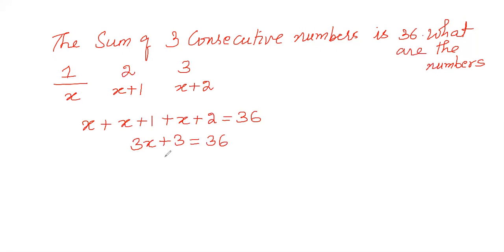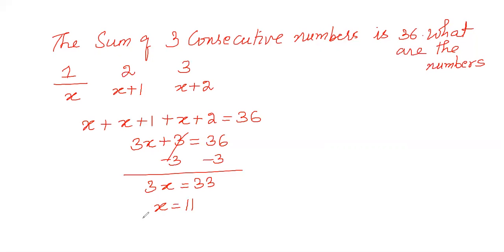I subtract 3 on both sides, because 3 is added to 3x, so 3 has to be removed. So 3 gets cancelled on the left, and you get 3x is equal to 33. So x is equal to 11, right? 33 by 3 is 11. You divide by 3 on both sides, you get x is equal to 11.